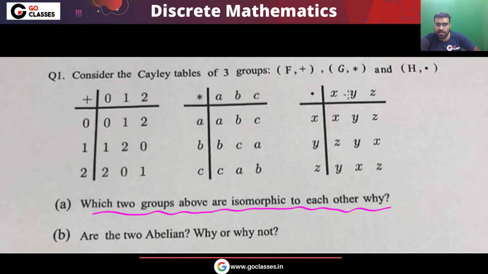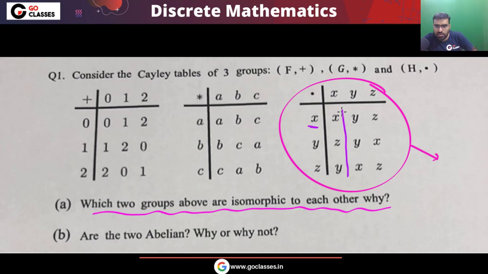Let me tell you one thing here. If you notice, this is not even a group, first of all, because in this you don't even have an identity element. If you look at this Cayley table, this is not even a group because there is no identity element. See, X is not the identity element, because you can notice this column is not the same as this header.